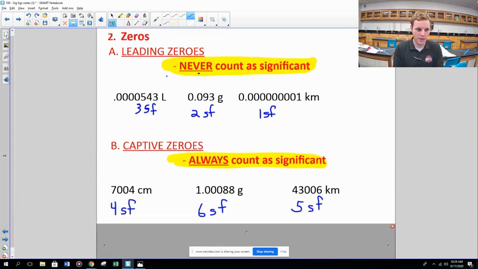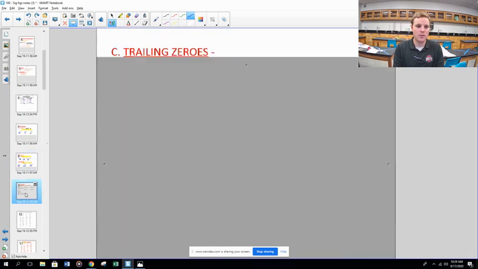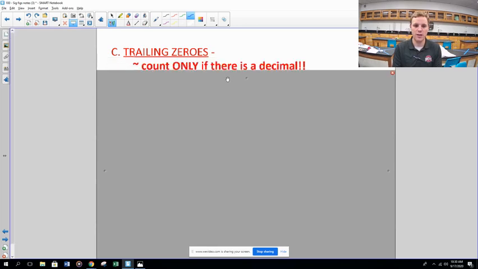So take a deep breath, because there's one type of zero we haven't talked about, and those are trailing zeros. Leading zeros are at the front of the number, captive zeros are in the middle, trailing zeros are at the end. And trailing zeros count only if there is a decimal. So it doesn't matter where the decimal is. The real question is, is there a decimal? If there is a decimal anywhere in the number, trailing zeros count.